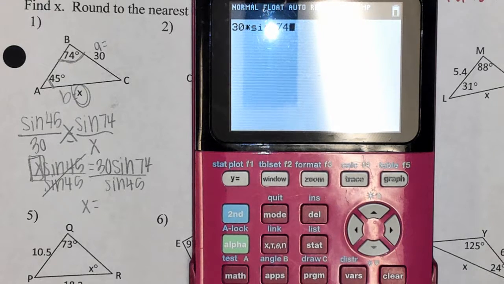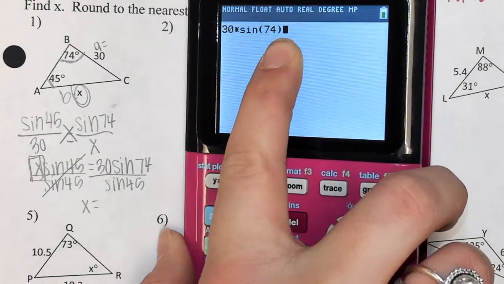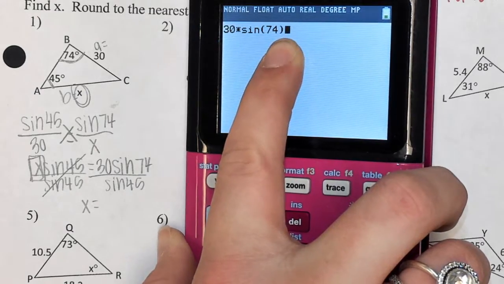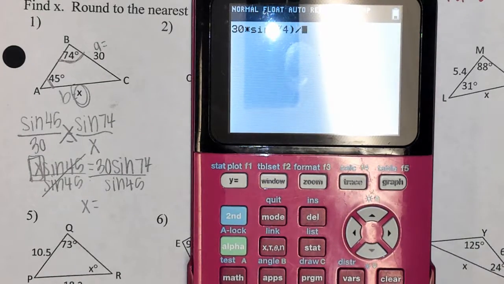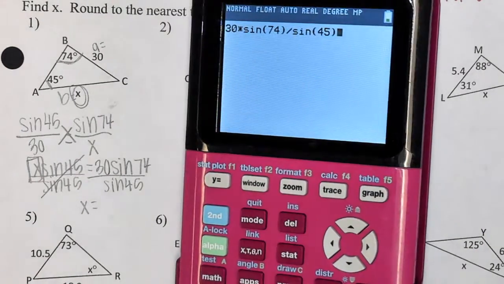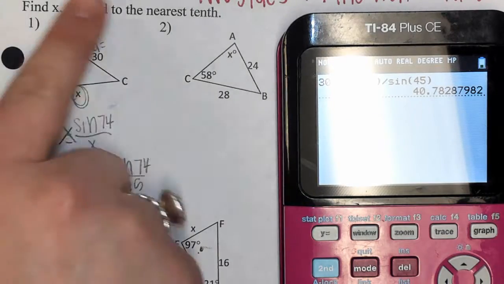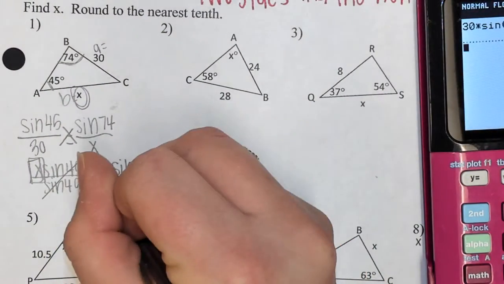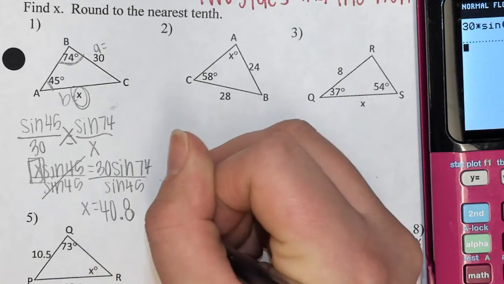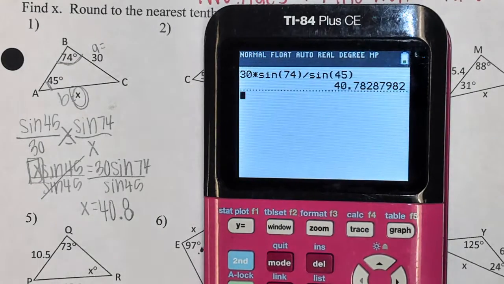30 times. We didn't put parentheses behind 74. Yeah, you have to put parentheses. So close the parentheses. 30 sine. If you got 20-something, put the parentheses right here, and then divide by sine of 45. Close your parentheses, and you'll get 40.78. But we're supposed to round to the nearest tenth, so your answer is 40.8.